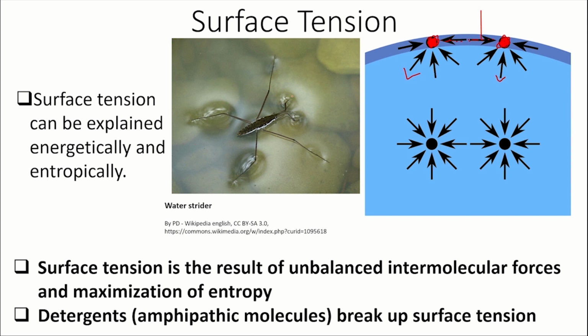There are amphipathic molecules that can break up surface tension, and the way they do that is that they point. So amphipathic just means they have hydrophobic and hydrophilic ends. So they point their hydrophilic ends to the water and the hydrophobic ends to the air, allowing for the movement of these molecules, and hence the breaking up of surface tension.